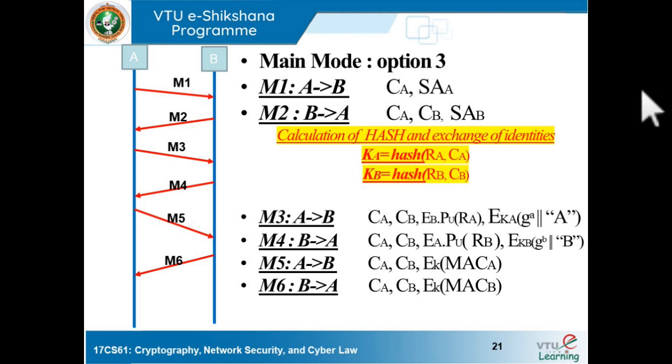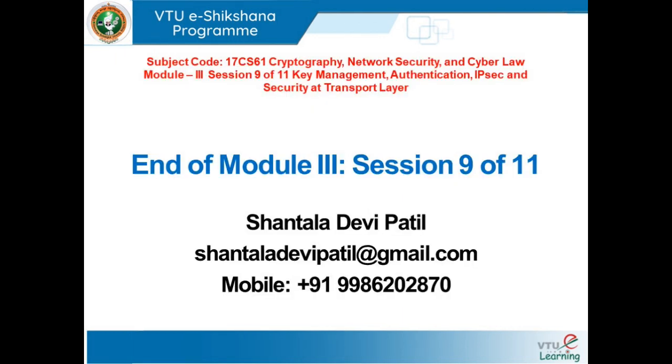But what happens after message 2 is communicated by B back to A is that a hash is computed, along with the exchange of identities. In this case, both sides exchange their identities in messages M3 and M4. Each side also generates a nonce, RA and RB, and these nonces are encrypted with the other side's public key. We can see that the nonce RA is encrypted using B's public key and nonce RB is encrypted using A's public key.